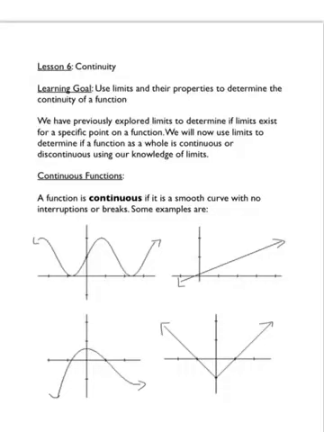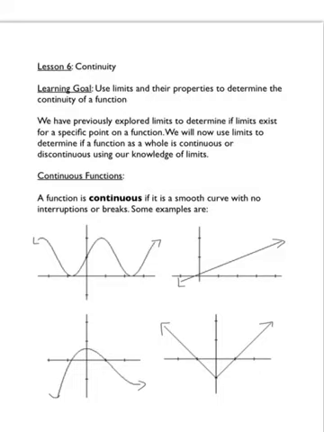So this lesson is on continuity. We've looked at continuity before, but now we're going to use limits and their properties to determine the continuity of a function. We've previously explored limits to determine if limits exist for a specific point on a function. We're now going to use limits to determine if a function as a whole is continuous or discontinuous using our knowledge of limits. This is pretty straightforward, but I thought we could go through it together.